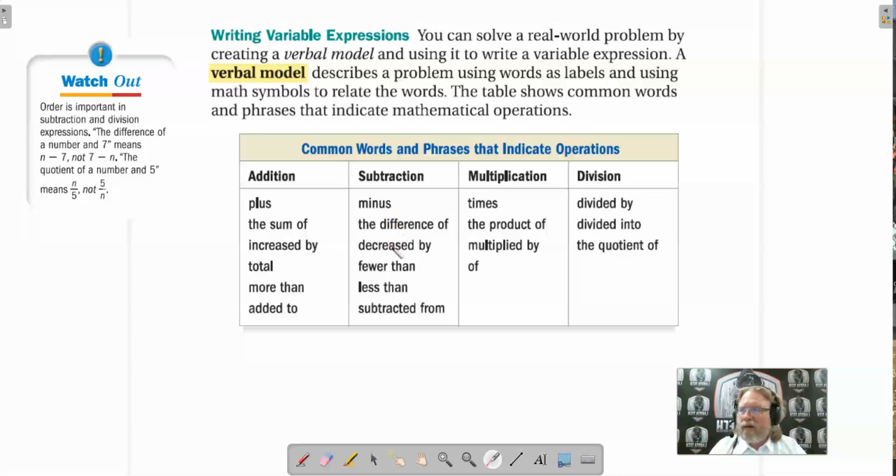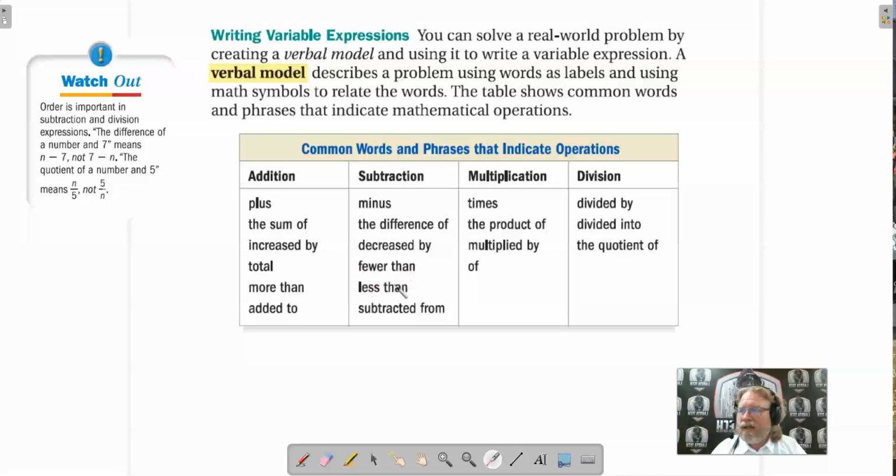Or how about 10 decreased by 7? So we start with 10, we're going to decrease it. That means to take away. Notice take away is not listed in here, so take away is another phrase that we would use for subtraction. Or 7 fewer than 10. That'd still be 10 minus 7. 7 fewer than 10. 7 came first, then 10. We would actually write that 10 minus 7.